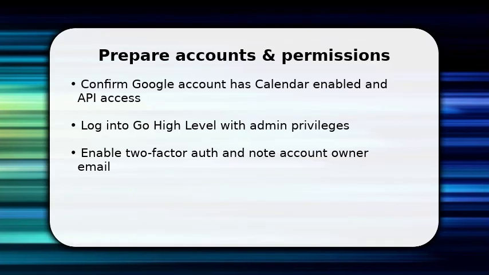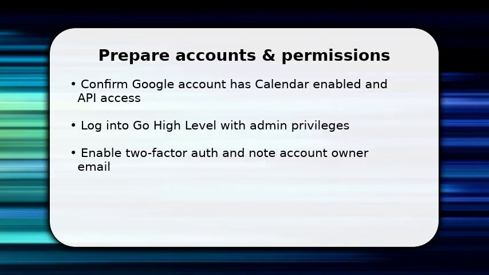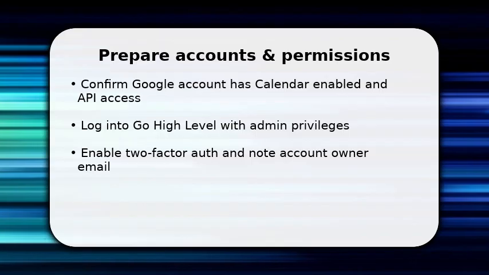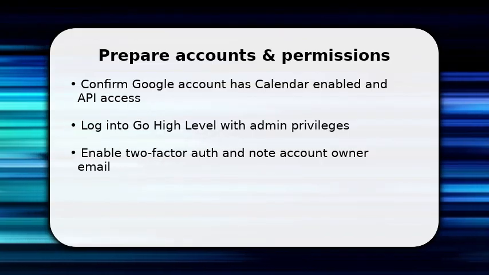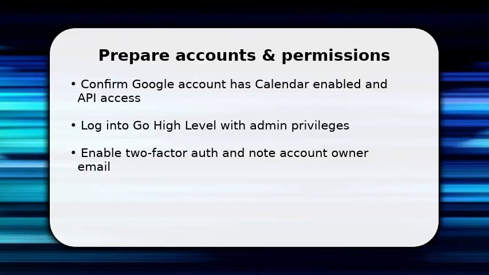Enjoy the video. You need two things right away: an active Google account with calendar events and admin-level access in Go High Level. Start by signing into Google and confirming Calendar is enabled for the account you'll link. Once done, sign into Go High Level as an admin and open settings. Make sure two-factor authentication is configured and the account owner email matches the Google account. This prevents permission conflicts and speeds up the OAuth flow when you initiate the connection.